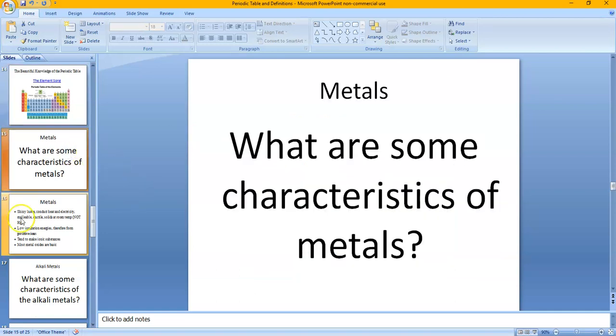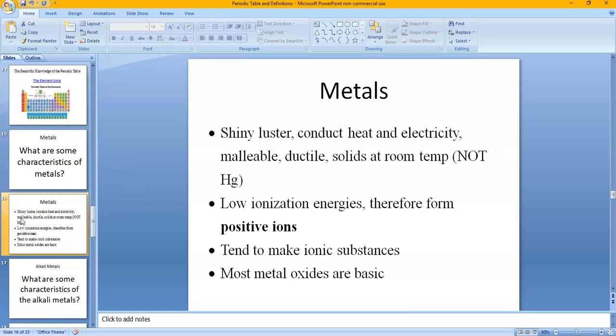All right, so metals. Metals are shiny and lustrous. They conduct heat and electricity. They are ductile. They're solids at room temperature, except for mercury. Mercury is the only metal we know of that is liquid at room temperature. And that's why they use it in thermometers and other things, because it has those properties of a metal, but it behaves like a liquid at room temperature.